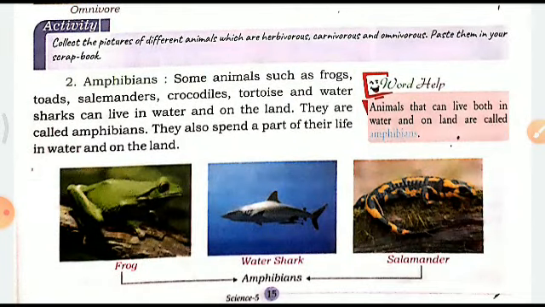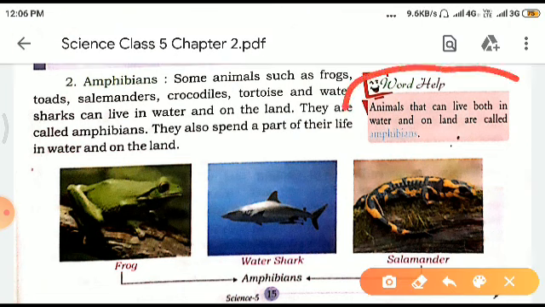Now, today we will be studying about amphibians, right? Children, we will be studying about amphibians. Now, see, amphibians have been very aptly defined here. It says that animals that can live both in water and on land are called amphibians.